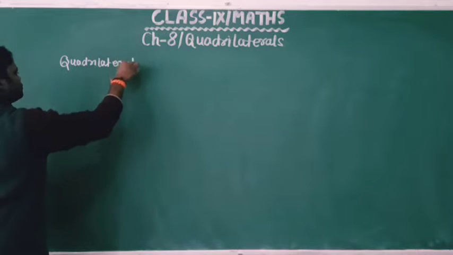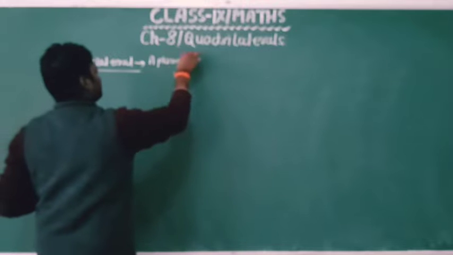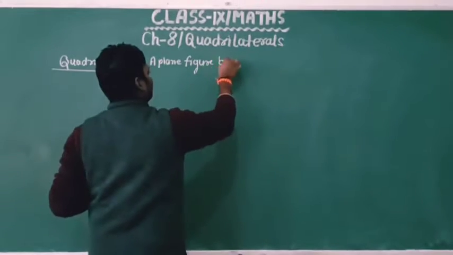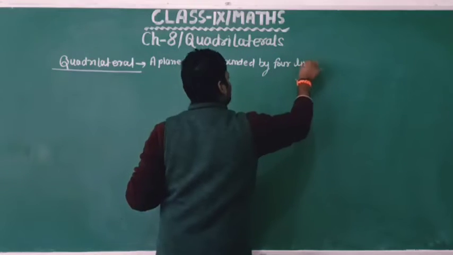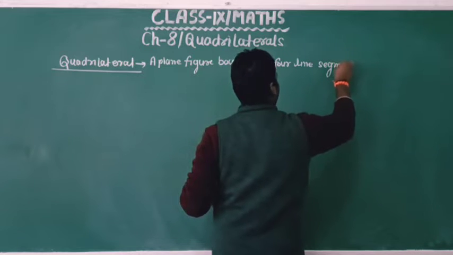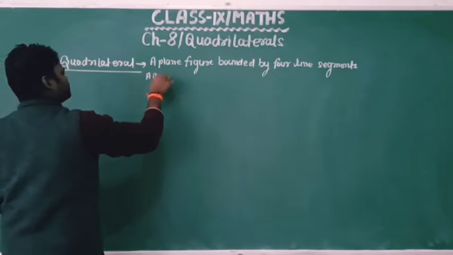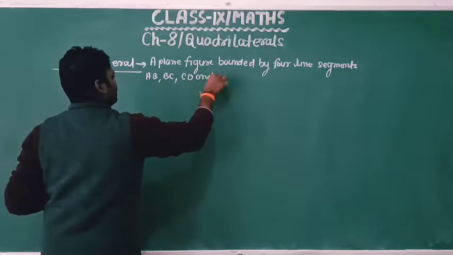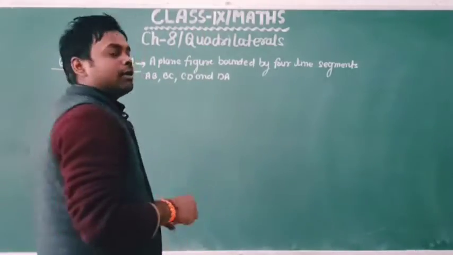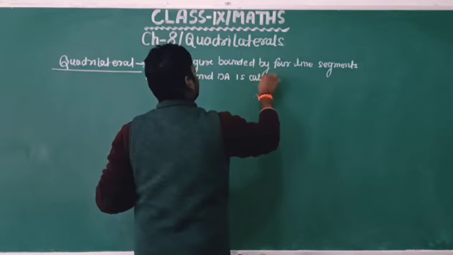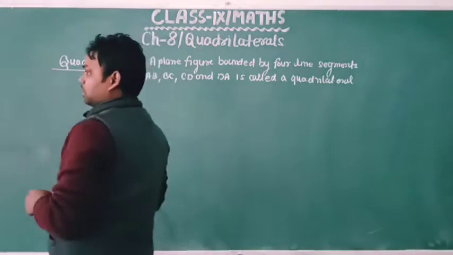Quadrilateral. A plane figure bounded by four line segments AB, BC, CD and DA is called a quadrilateral.